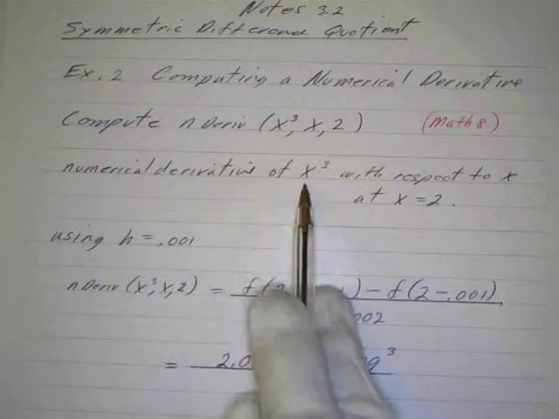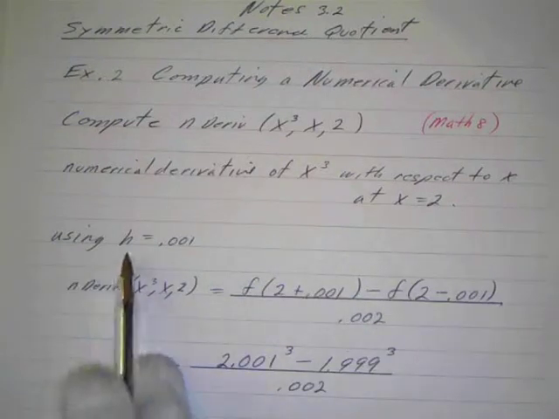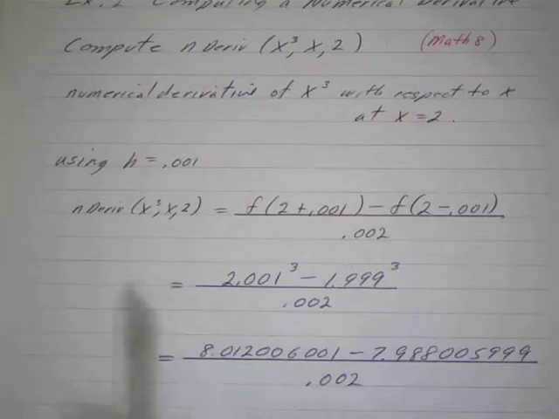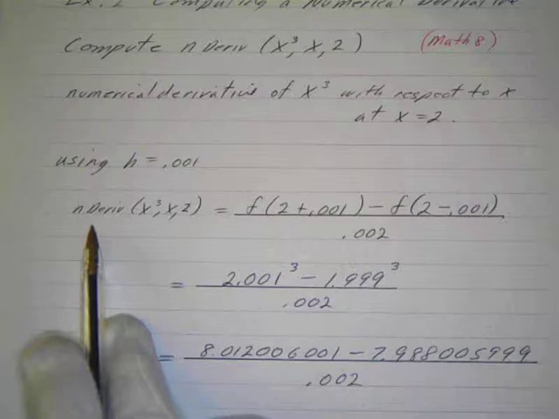So numerical derivative, x cubed, with respect to x at x equals 2. I'm going to use h equals 0.001. All right, so this is what we've got. So we can write it over here.